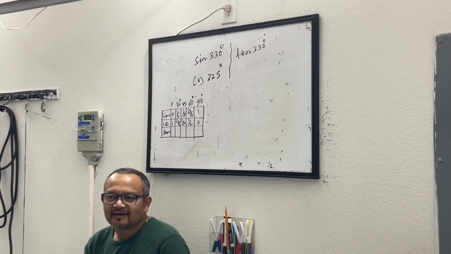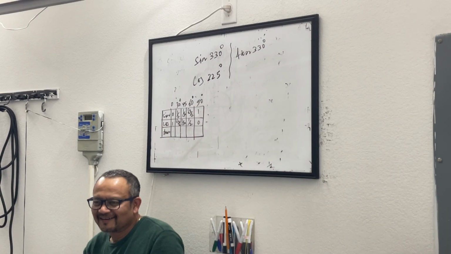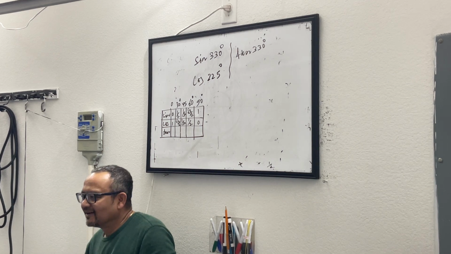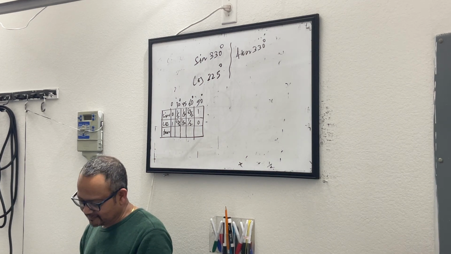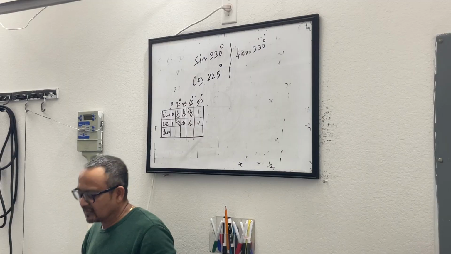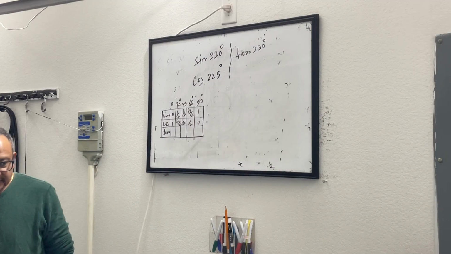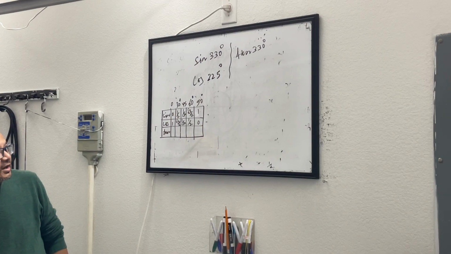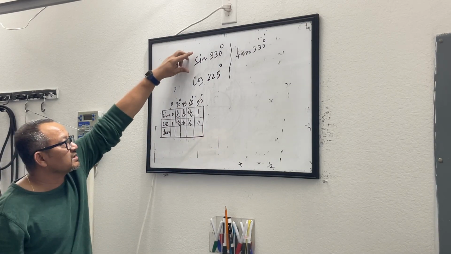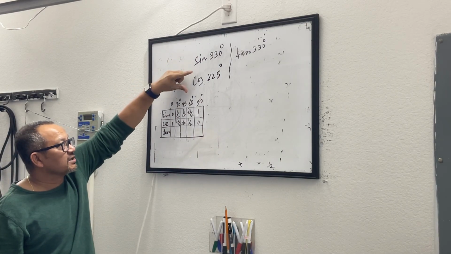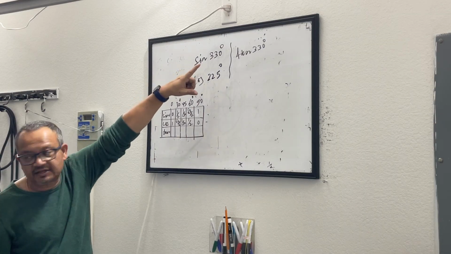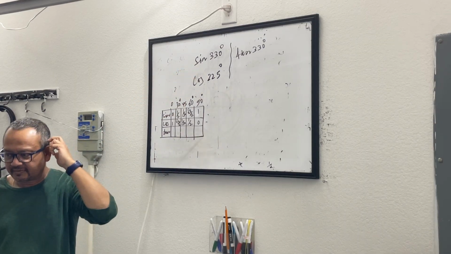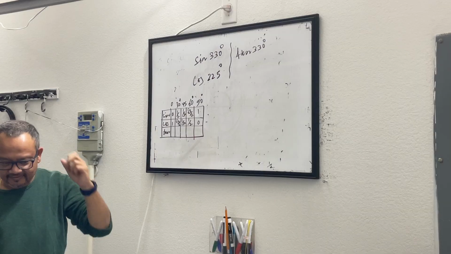Okay. Get a notebook for yourself now. Okay, Achita, what did you get? First one is 1/2. What I want you to tell me is how much is sine 330 degree, how much is cos 225 degree, and how much is tan 330 degree.